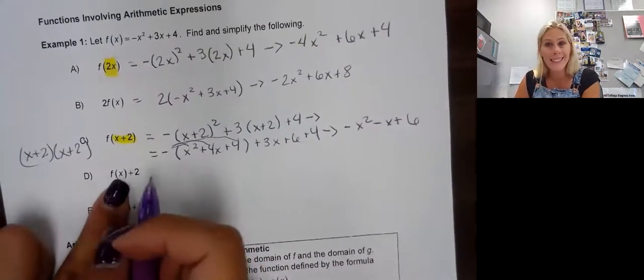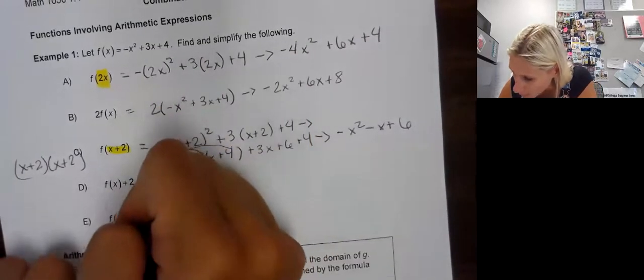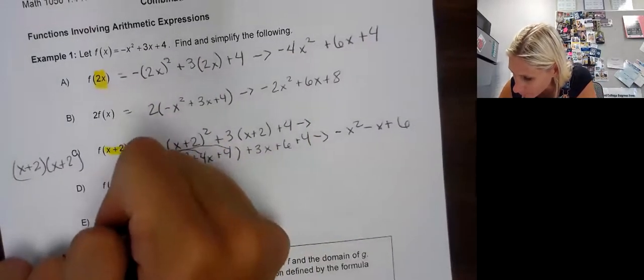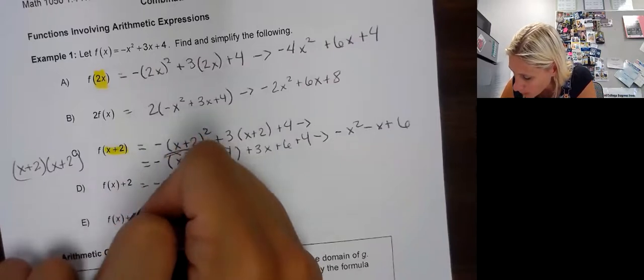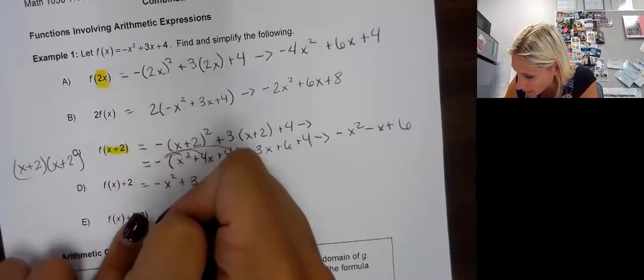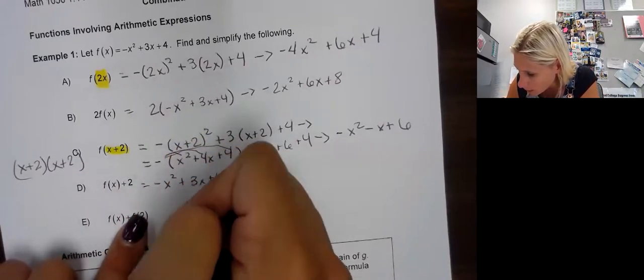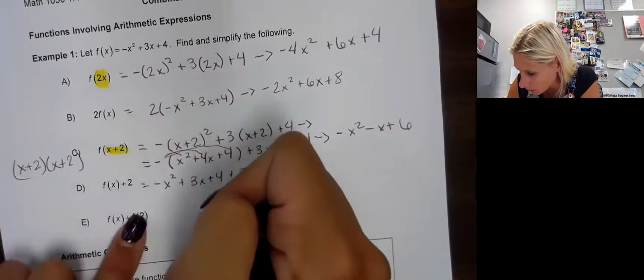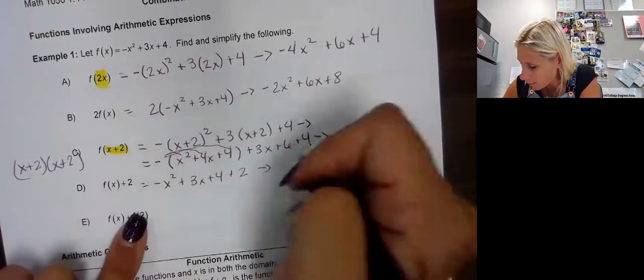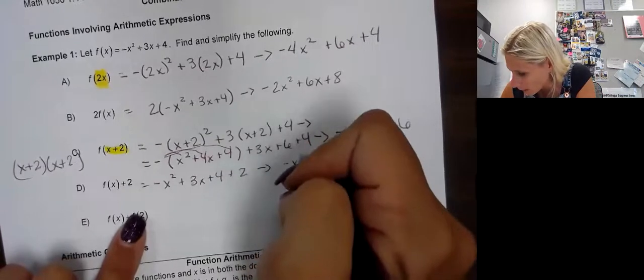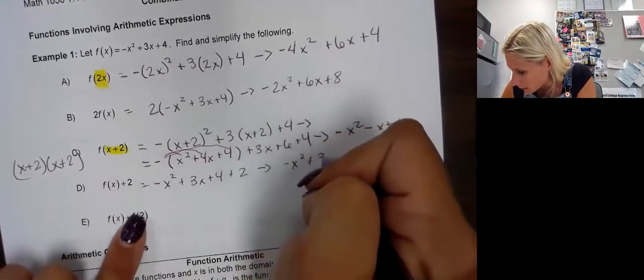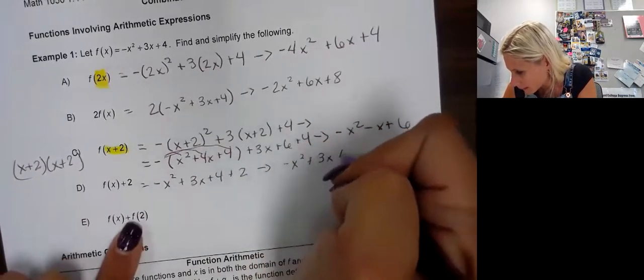This is great because it's on the outside. So all I have to do is take this negative x squared plus 3x plus 4 and add 2 to it, giving us negative x squared plus 3x plus 6.